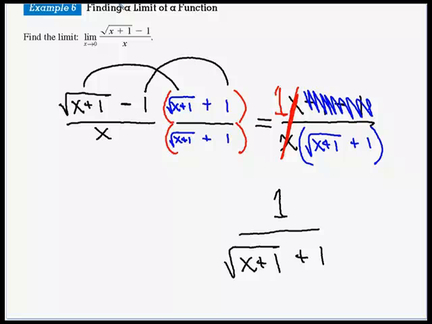So we took this function and we didn't change it. We made it look a little different by multiplying by the conjugate, but this function is still intact in here. So we can look at the same limit as x approaches that 0.